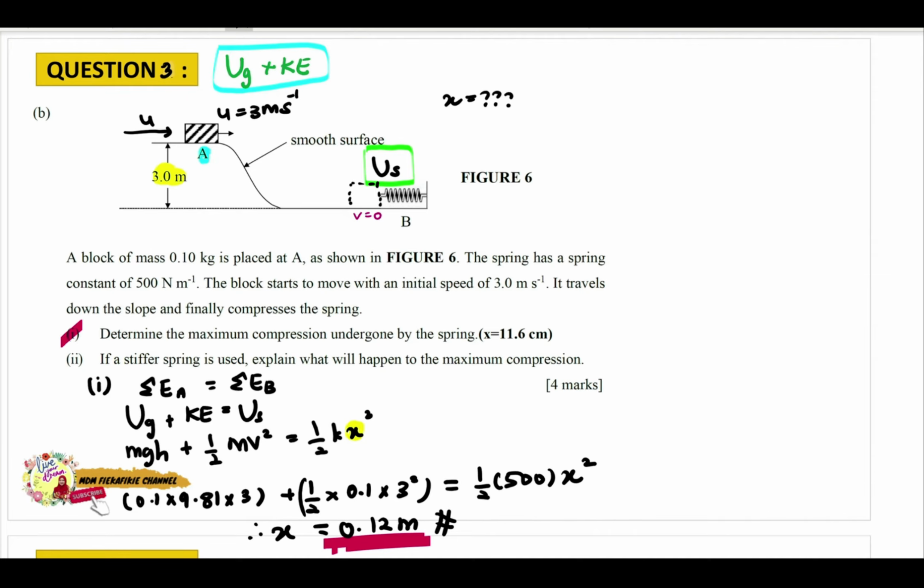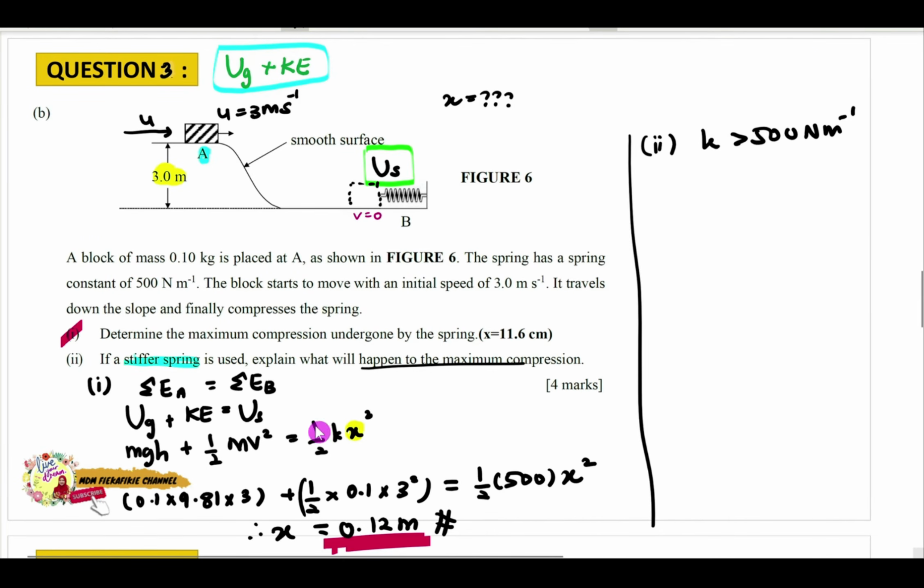Okay, finish that one. And then second part: if a stiffer spring is used, explain what will happen to the maximum compression. So, bila soalan sebut stiffer spring, means that the spring constant K is bigger than 500 Newton per meter. Maknanya kalau stiffer spring tu maknanya nilai spring constant tu besar lah. So kalau kita tengok pada equation ini, sebab soalan tanya what happened to the compression X, if K is bigger.